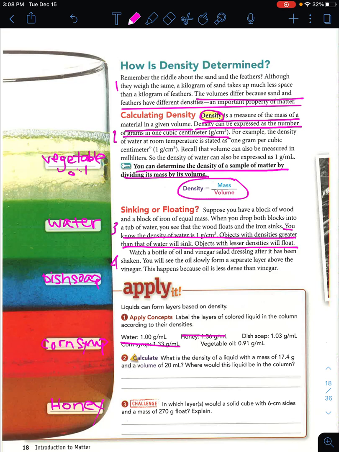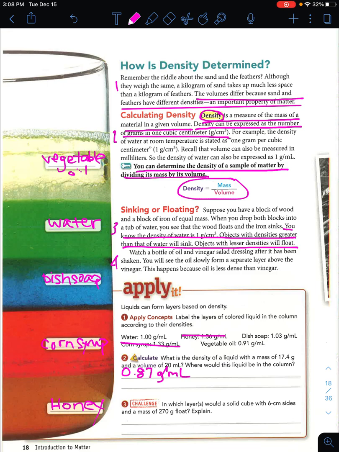So I have my mass, which is 17.4 grams, and I need to divide that by the volume, which I know is 20 milliliters. So that's going to give me a density of 0.87 grams per milliliter. The next thing I need to do is figure out where it would be in the cup. So what is it less than?